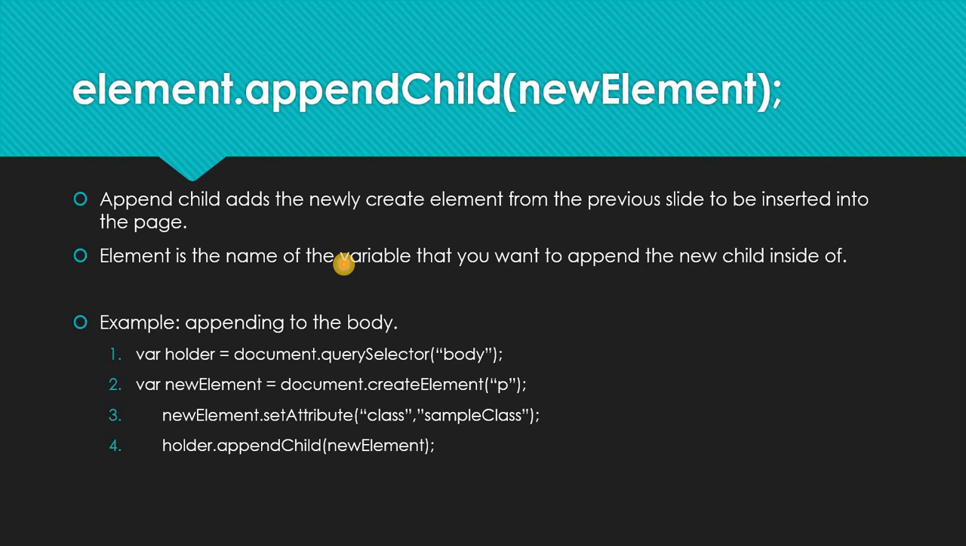Append child adds a newly created element from the previous step into the page. In this case, we want to create a holder that holds the cards, or it can hold the paragraph, it can hold anything. So in this case, the holder is the body tag. We want to create a paragraph tag, set attribute of some class, and then append the new element to the holder. And then that's where the new paragraph would show up on the page.